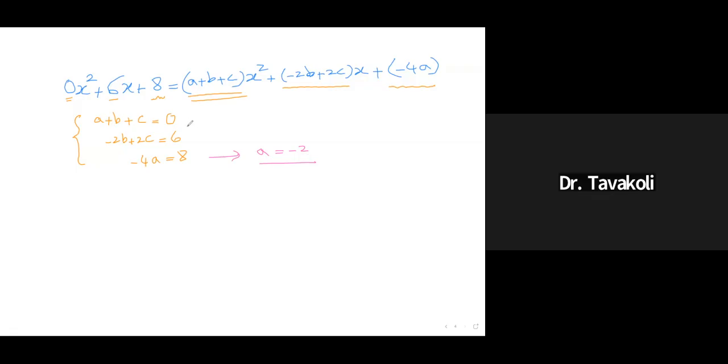So look at these two equations now. In the first equation, I already know that a is minus 2. So minus 2 plus b plus c is 0. In other words, b plus c is 2. If I add 2 to both sides, b plus c is 2. The second equation, minus 2b plus 2c is 6.